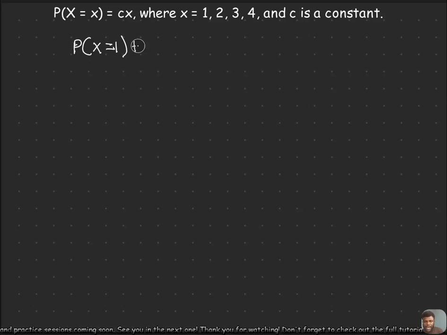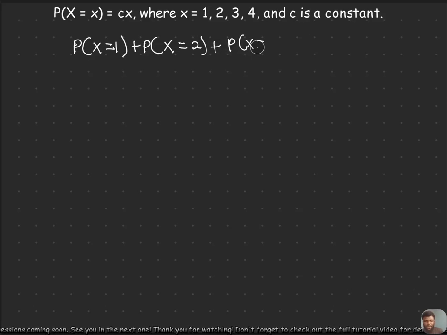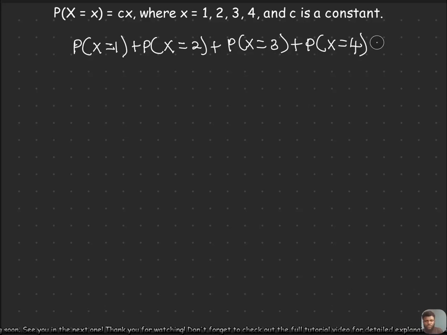So we add to that when x is equal to 2, that is our random variable, and then when our random variable is equal to 3, and then when our random variable is finally equal to 4. They should all sum up to 1. Now let's evaluate the various probabilities. So we have the probability of this random variable being equal to 1. From our function over here, it says it's cx.